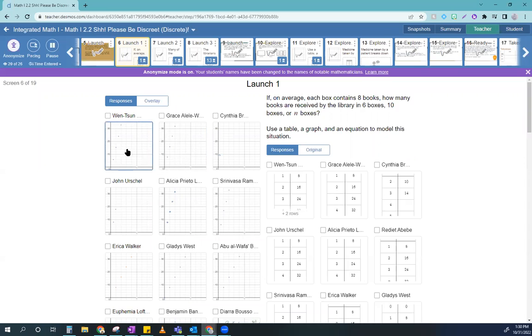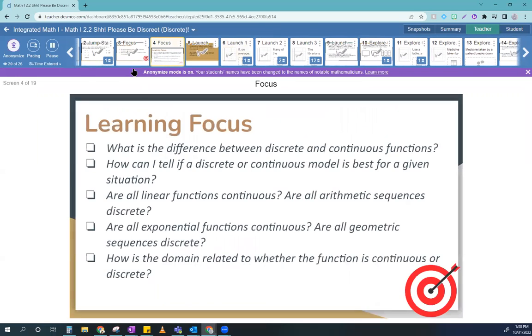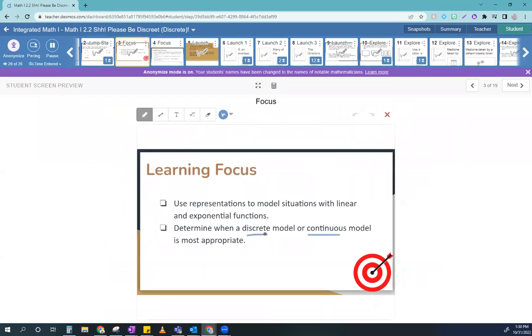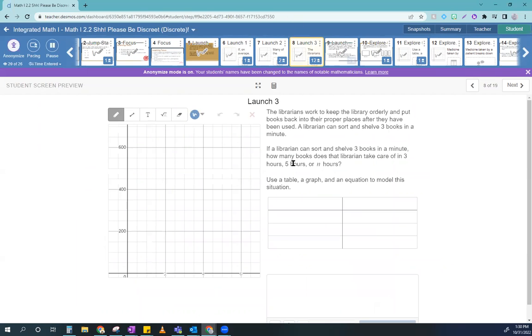So when you can't connect the dots, that context is called discrete. Remember from our vocabulary, we were talking about this word discrete. Discrete means like whole books. We can only talk about whole books. Continuous means I could talk about like 9.75 books. Okay, so just keep that in mind.